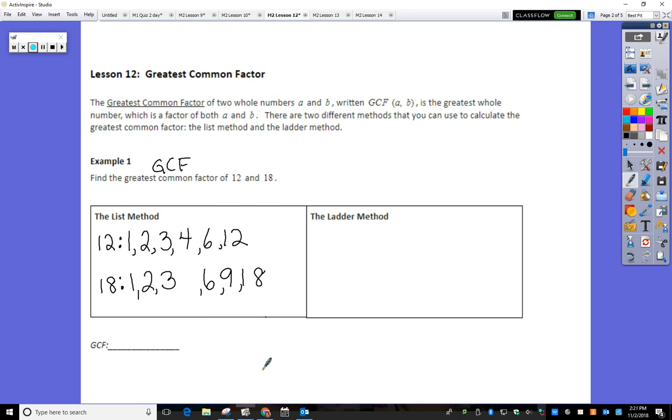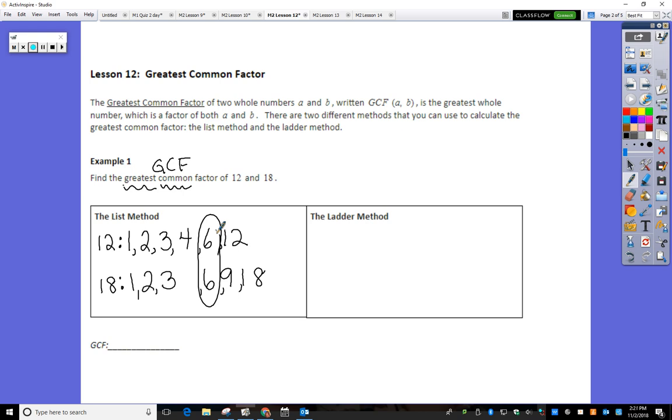I am looking for the greatest common factor, so the greatest number that they both have in common. So I usually start at the greatest side of the list, okay? Nothing in common here. The 12 doesn't have a 9 on it. Going to the next number, they both have a 6 on it. So 6 is the greatest one that they have in common, and that's our GCF.